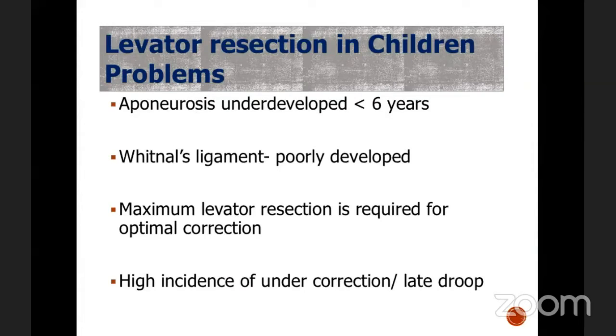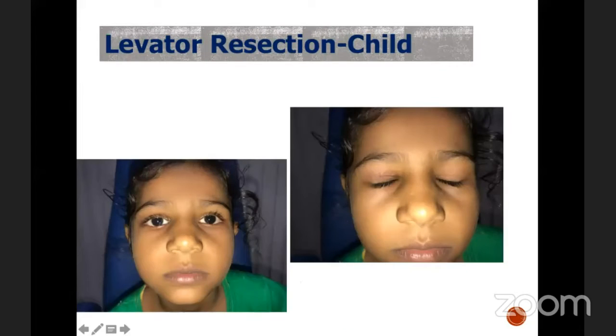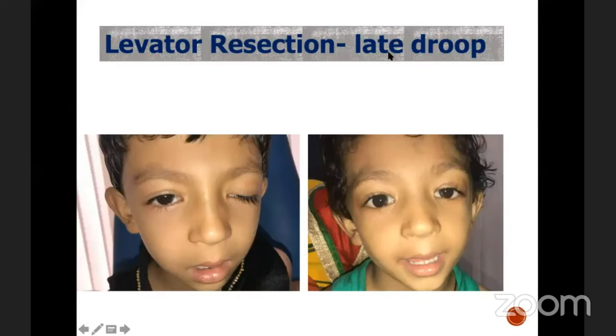Levator resection, whenever you are doing it in children, there are certain problems. Aponeurosis is underdeveloped in less than 6 years of age, so generally it is avoided. Whitnall's ligament also is poorly developed, and generally you require to do maximum levator resection for optimal correction, with a high incidence of undercorrection and late droop. So here are some of the results with levator resection. In this particular patient, you can see late droop occurring after levator resection.